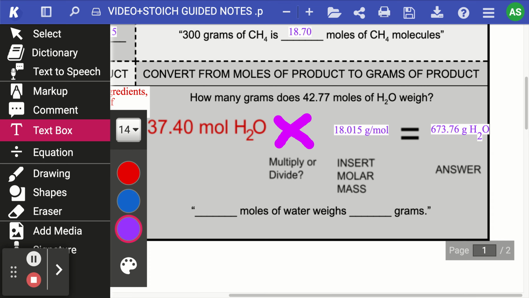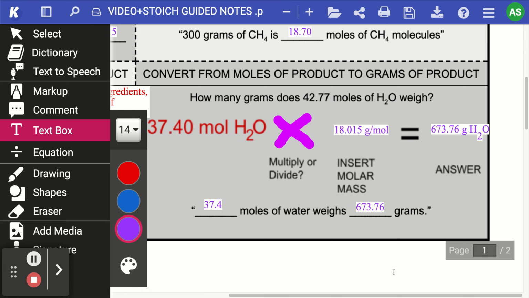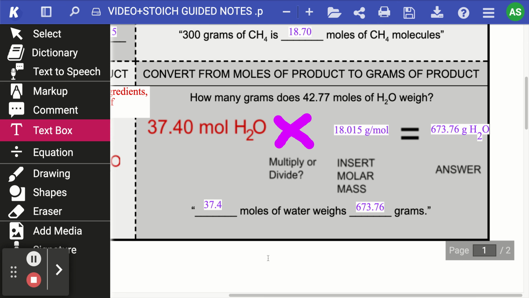All right, now, does that make sense? Well, okay, if I have 18 grams for 1 group and I have 37 groups, we're going to get a pretty large number. So that number makes sense to me, which means that 37.4 moles of water weighs 673.76 grams of water. And there we go. That is stoichiometry.